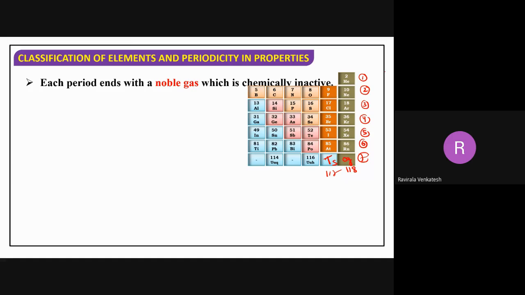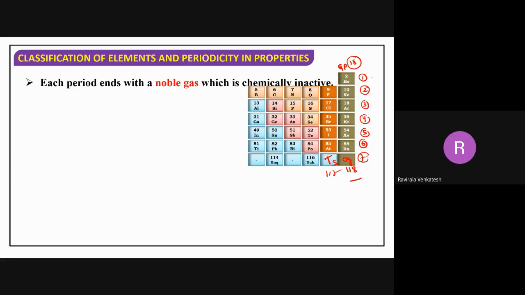Because the reactivity is very low. All are gaseous molecules. Group 18 contains all gaseous molecules, helium to oganesson, all gaseous elements only. They are noble because their reactivity is very low. Therefore, they are called noble gases here.